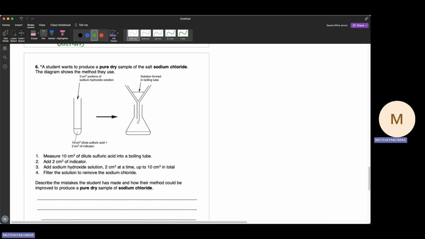Okay, let's move on to the final question, which is a 6-mark question. A student wants to produce a pure dry sample of the salt sodium chloride. The diagram shows the method they use. So in a boiling tube, they already have 10 centimeters cubed of dilute sulfuric acid and 2 centimeters cubed of indicator.